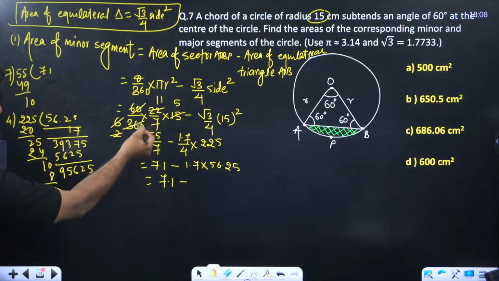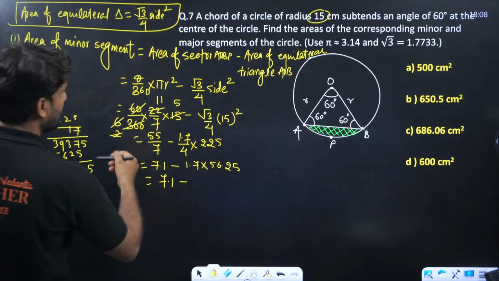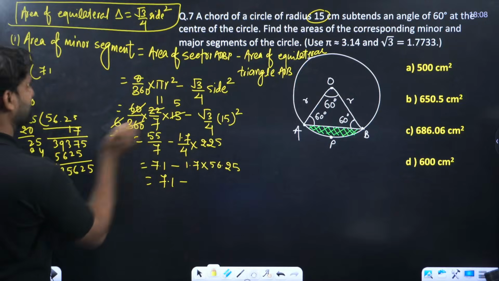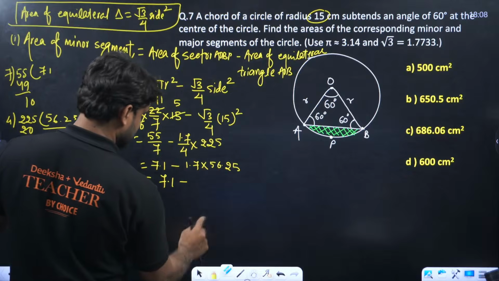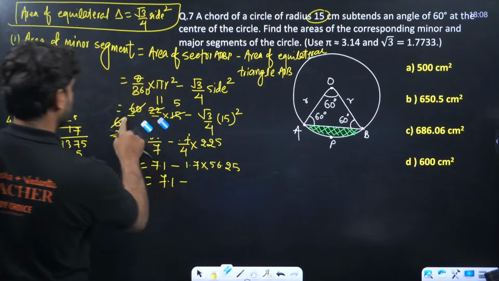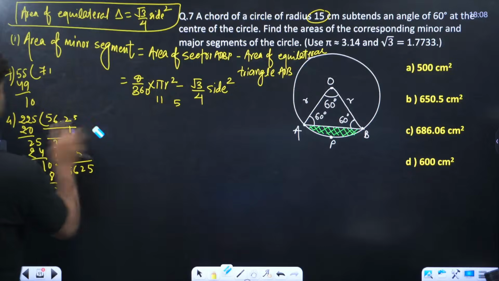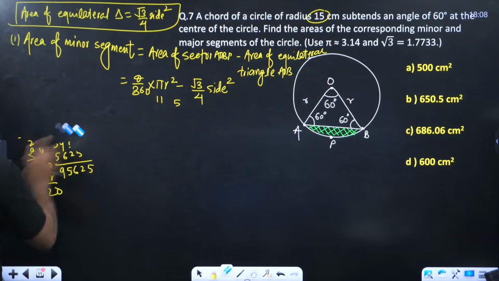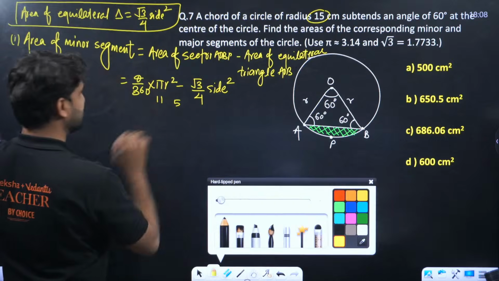60 by 360 pi r square, we have 15. Oh my god, this is r square, guys. That's why I think the answer is wrong. This is r square. We only wrote a single r, but it should be r square. This is a major mistake.